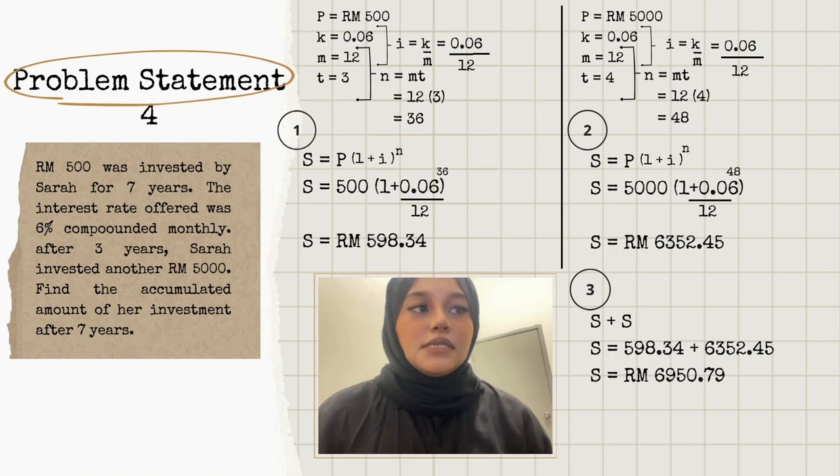And the last solution is we have to add S plus S. We get S equal to 598.34 plus 6,352.44, and we get the answer for S equal to RM6,950.78.